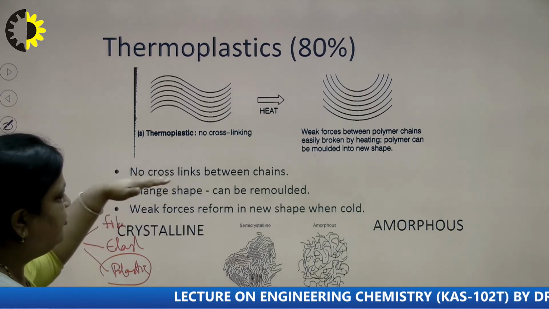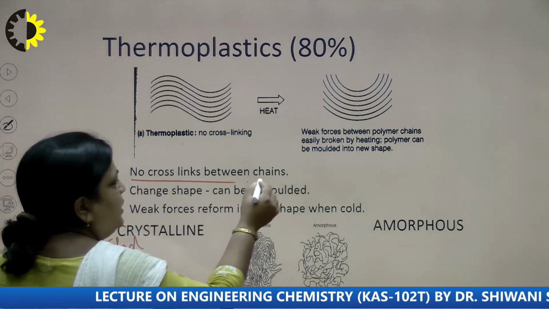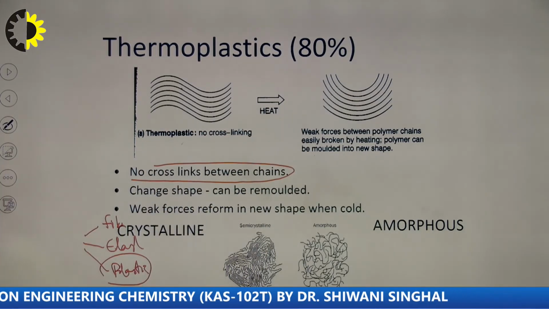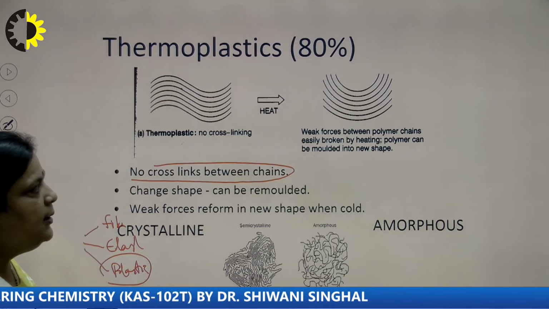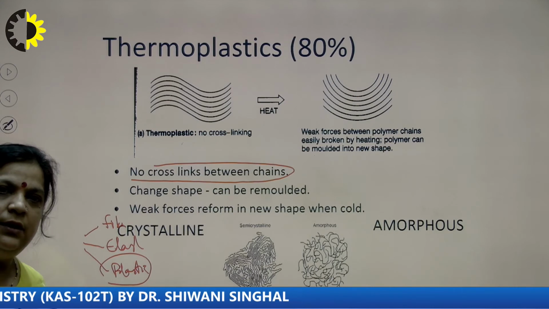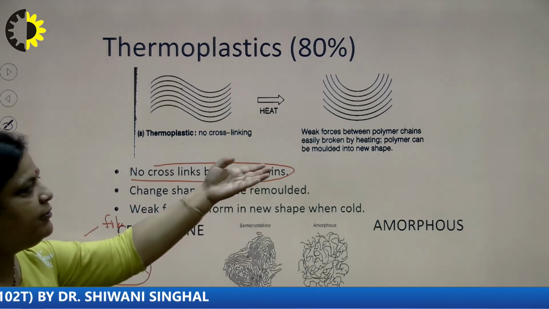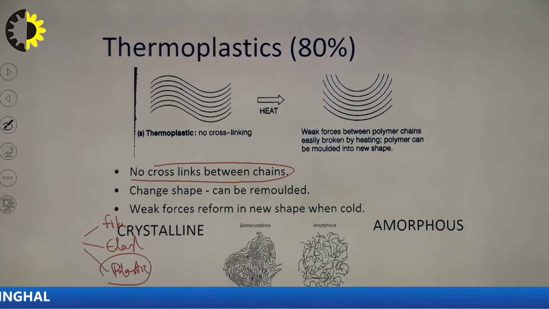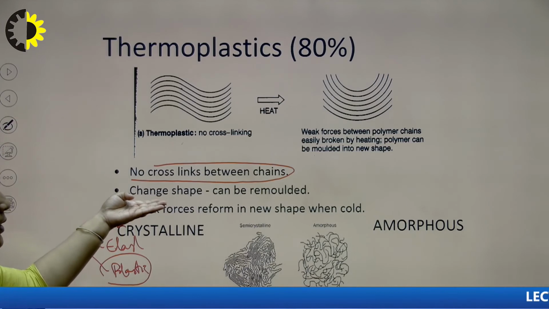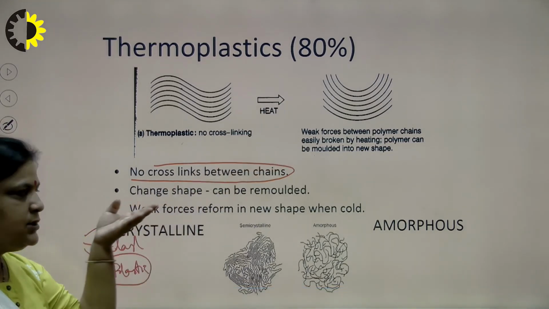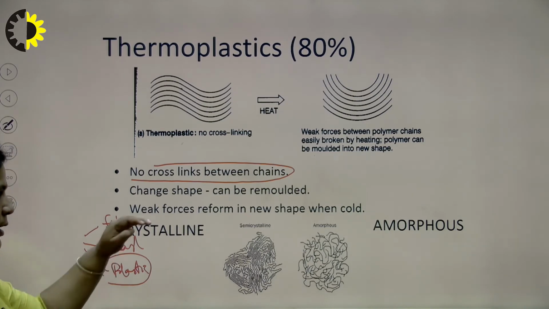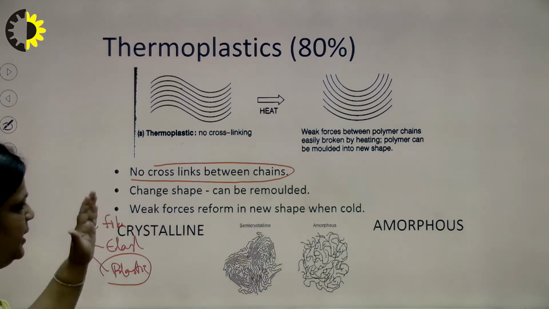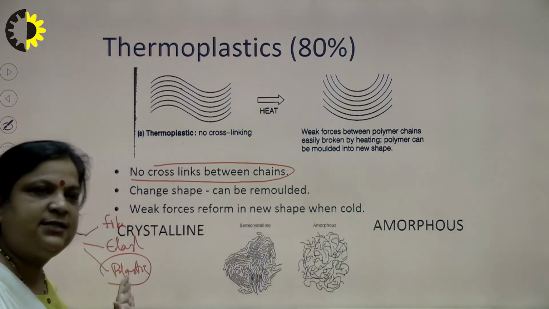The first point behind this is no cross linking between the chains, because if cross linking is there, it will be very difficult to break the chain. So the chain breaking is not easy there. Second, it can be molded in any shape, so the chain can be reshaped. And third, weak forces are there. Now, thermoplastics can be amorphous or crystalline.